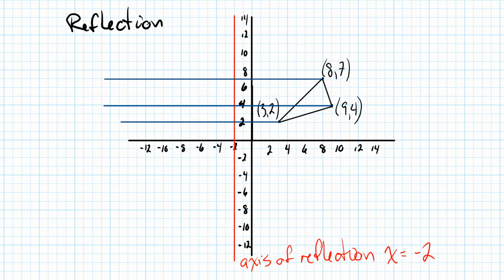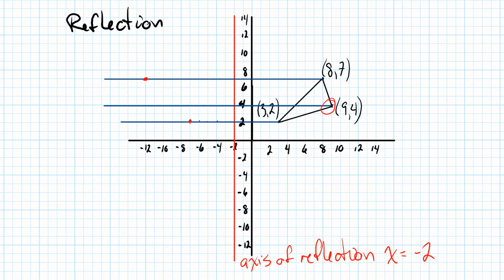And then I just need to figure out the distance from the axis of reflection to each of the vertices. So in this case, we're going from positive 3 down to negative 2, which is a distance of 5. So that means I need to go 5 to the other side of the axis. 1, 2, 3, 4, 5. So at negative 7. Similarly, 8, 7, we are 10 from the axis of reflection. So that means we need to go down to negative 12.